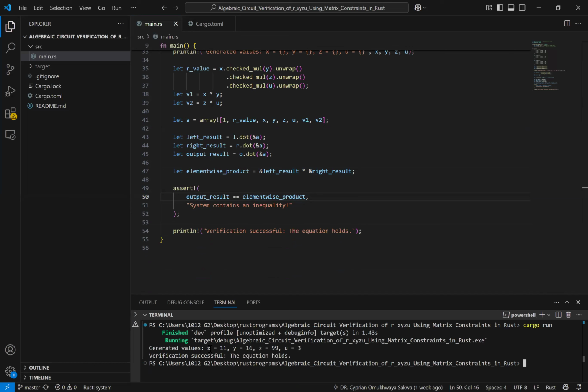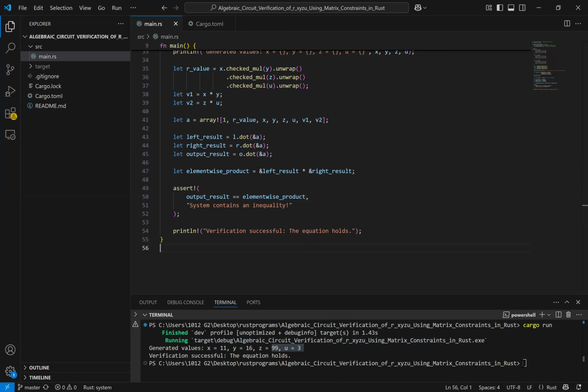It has generated X as 11, Y as 16, Z as 99, U as 3. Then it's telling us that the equation holds. So it's now upon you to check what V1 is by multiplying X by Y, and check what V2 is. And then you want to check whether V1 times V2 gives you R.